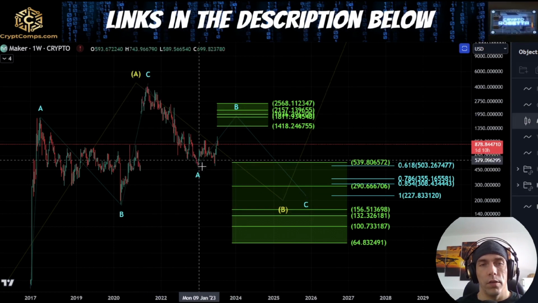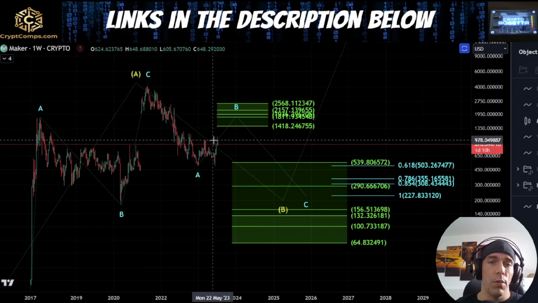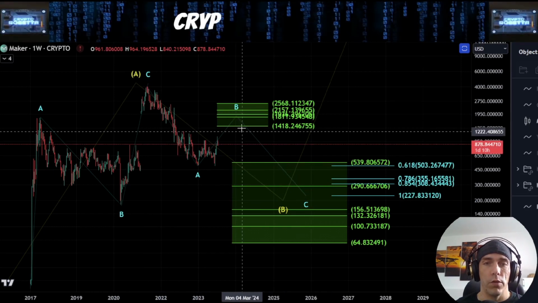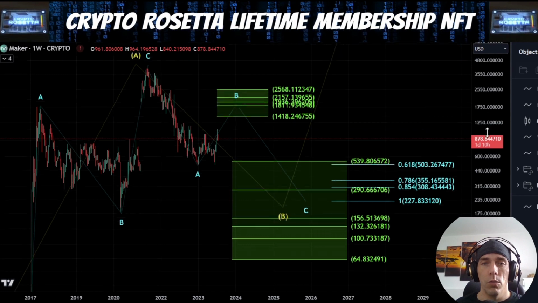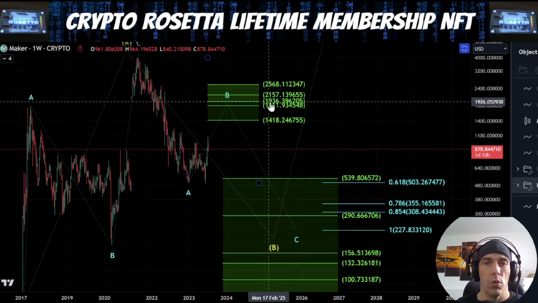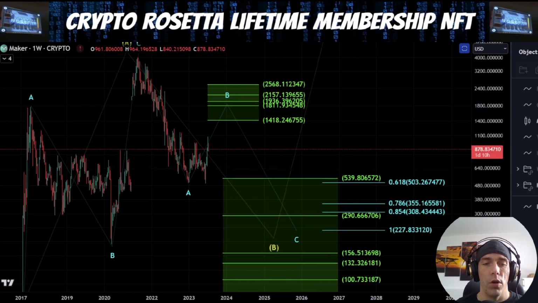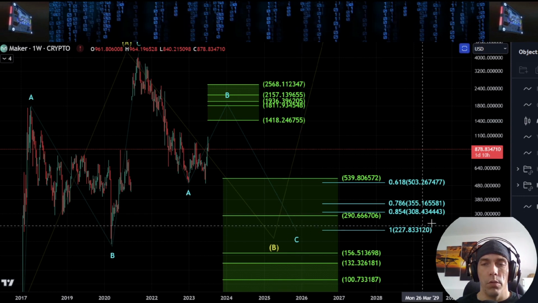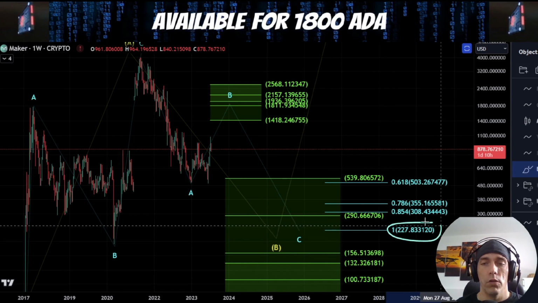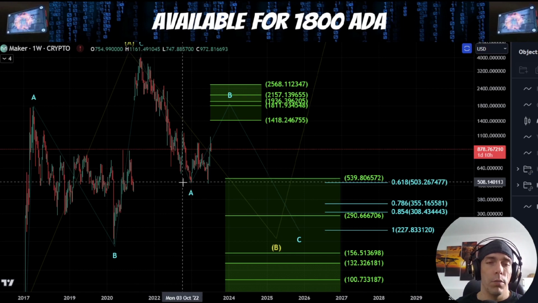Within this count, we'd be saying that we've actually just completed this as an A wave, and we're looking for this B wave and this C wave down. If we did have to come back up here towards this golden pocket, which would be between this 1936 and this 1811, effectively our 1-to-1 would be lower down here towards this $227 level. So going to be keeping an eye on this.